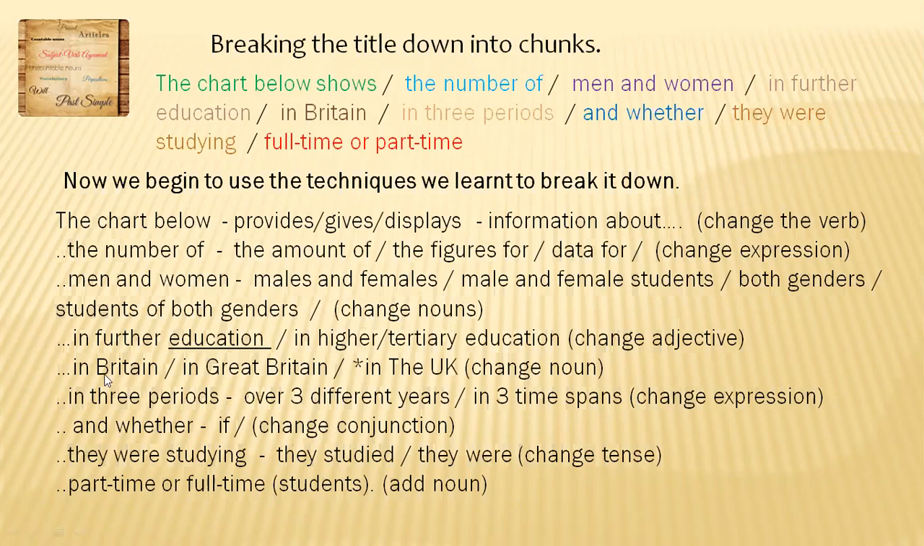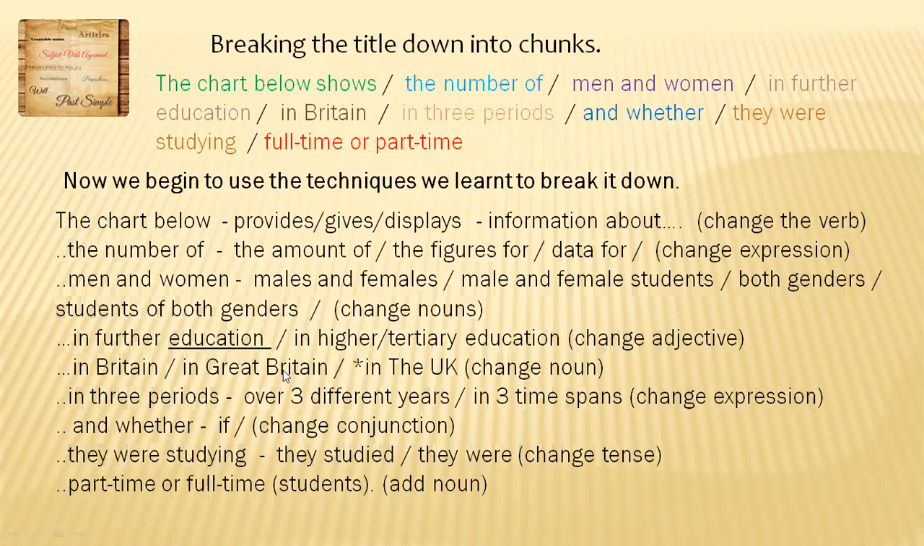Changing nouns. In further education, now we said that we're not going to change education. We could change it to schooling, but we don't need to. We've got enough words that we're changing. In higher education, in tertiary education, we're changing the adjective here from further to higher or to tertiary. In Britain, in Great Britain. Britain is short for Great Britain, so you could change it by adding great.